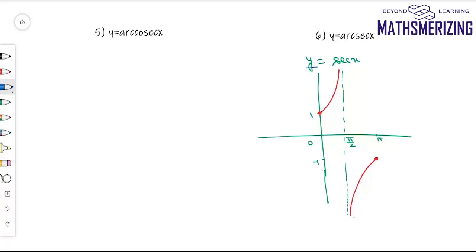For secant inverse x, I'll draw the graph of secant x between 0 to pi except pi by 2. Now again for secant inverse of x, I'll draw the axis. I'll mark the points.